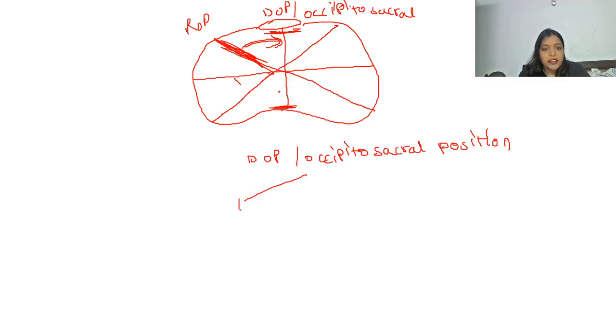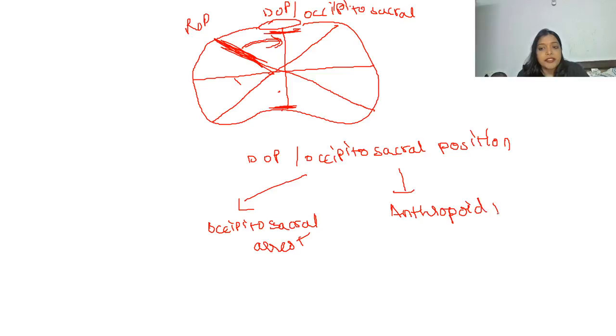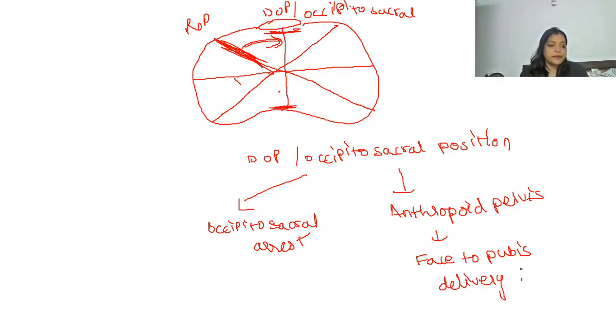So there are two possibilities in direct occipito-posterior or occipito-sacral position. Number one, it can get arrested, occipito-sacral arrest. Number two, if it is anthropoid pelvis, anthropoid pelvis favors face to pubis delivery. Okay. So these are the three possibilities of OP position which we have.